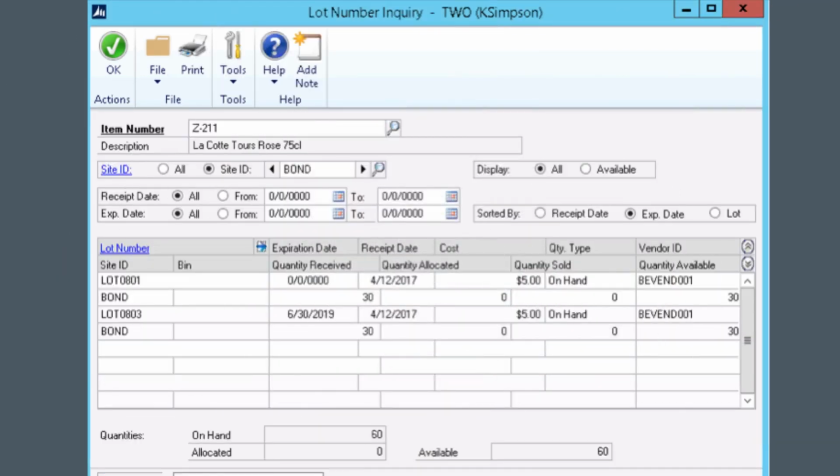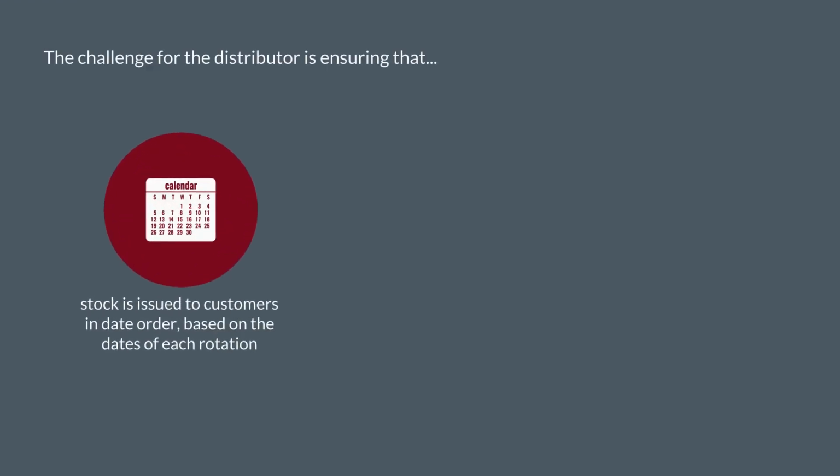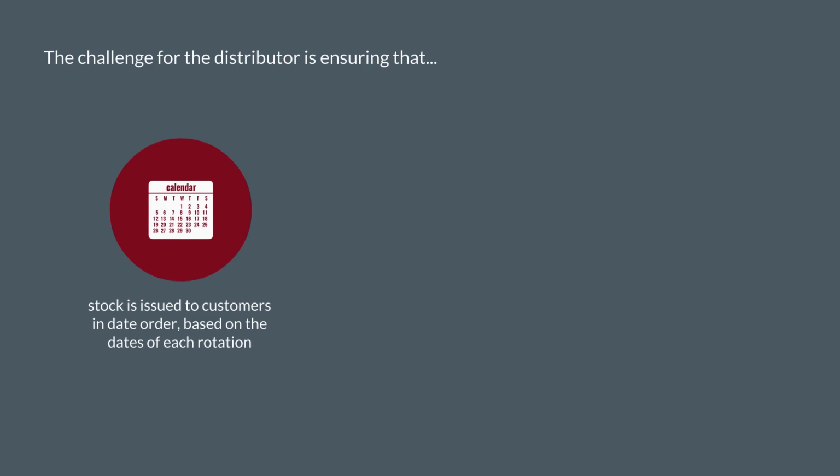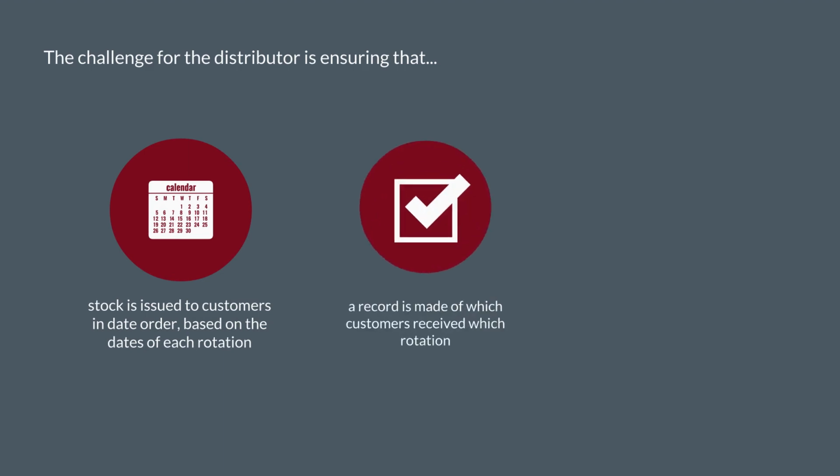Wine shipments from suppliers come with a lot or batch number, often referred to as rotation. Each rotation has its own reference number with a series of dates such as used by, best by, and sometimes not before. The challenge for the distributor is ensuring that the stock is issued to the customers in date order based on the dates of each rotation.